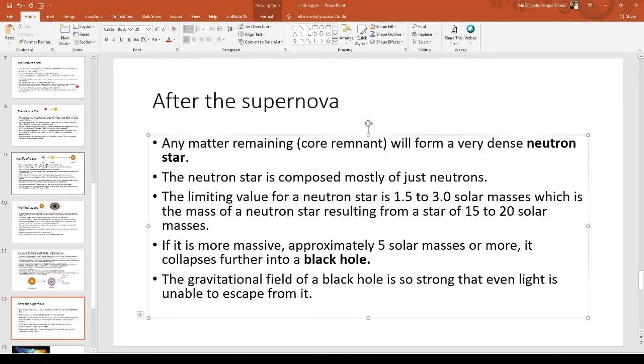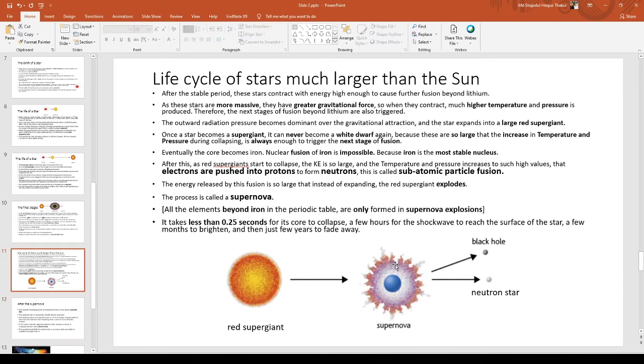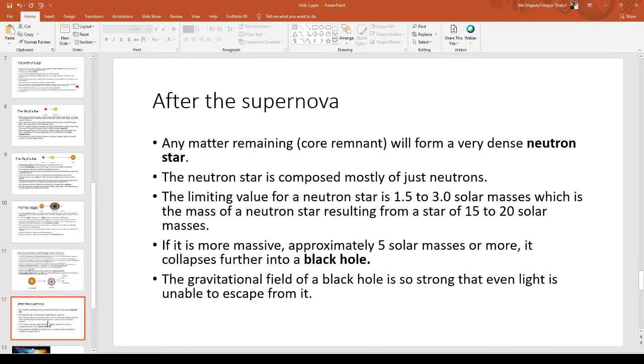But if you get back to this diagram, we saw that from a supernova, it's not necessary that always a neutron star will form. From a supernova, even a black hole can form. So what's a black hole and how can that form? You see, the neutron star is the densest object in the whole universe. So the neutron star actually has something called a limiting value.